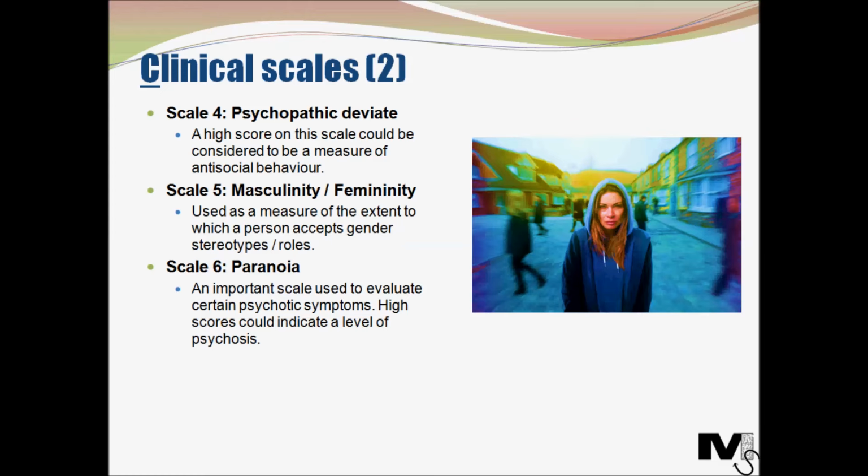Scale 6 measures paranoia. This is a very important scale, used to evaluate certain psychotic symptoms in individuals. Symptoms diagnosed here include extreme suspicion of other people, extreme sensitivity, very rigid black and white thinking in people, amongst other things. High scores on this scale could actually indicate a certain level of psychosis.